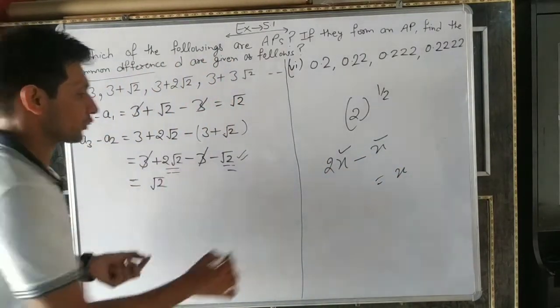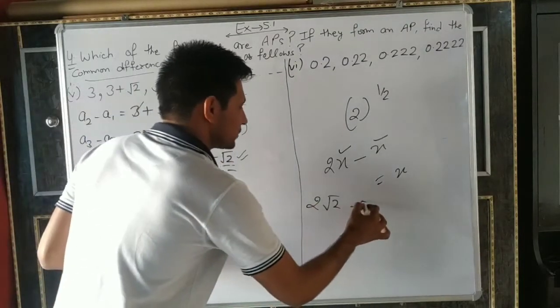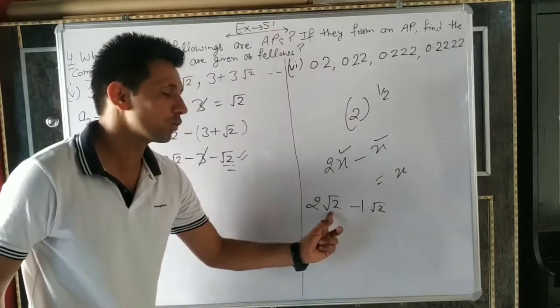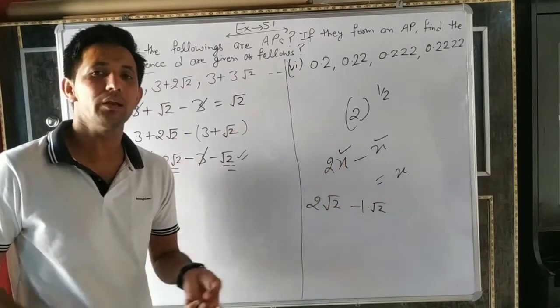So 2 root 2 minus 1 into root 2. Is it a like term or not? Root 2 and root 2, 2 minus 1 is 1, and the variable is root 2. Like this you can understand it.